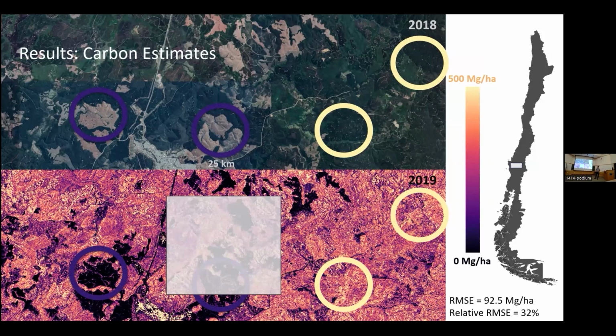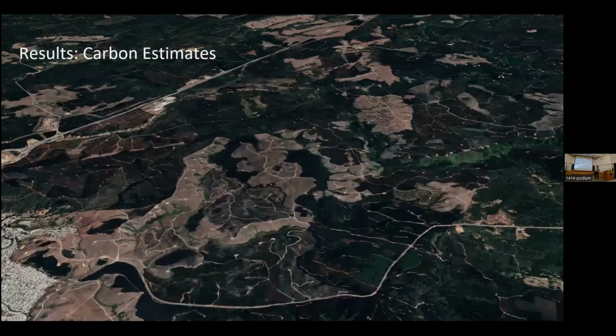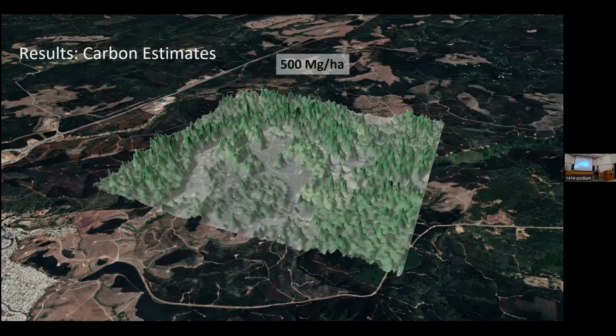We can actually zoom in and get a better view of some of these forest parcels. Again, some of these brown spots are barren ground, barren soil with no carbon biomass. And this visual, for example, helps us identify carbon stocks or accumulation of carbon across the landscape, capping out at almost 500 megagrams or tons per hectare.